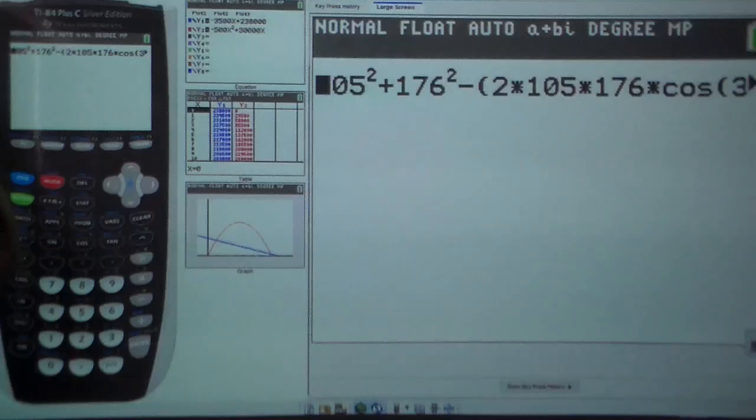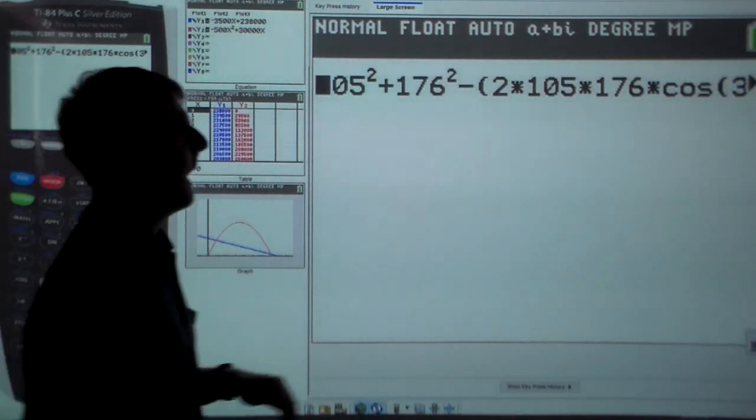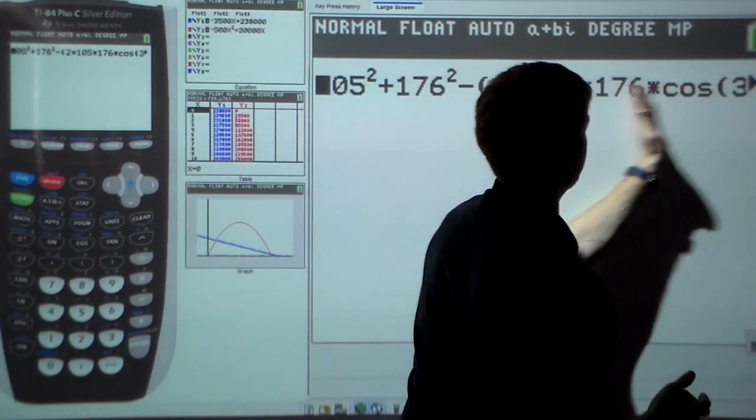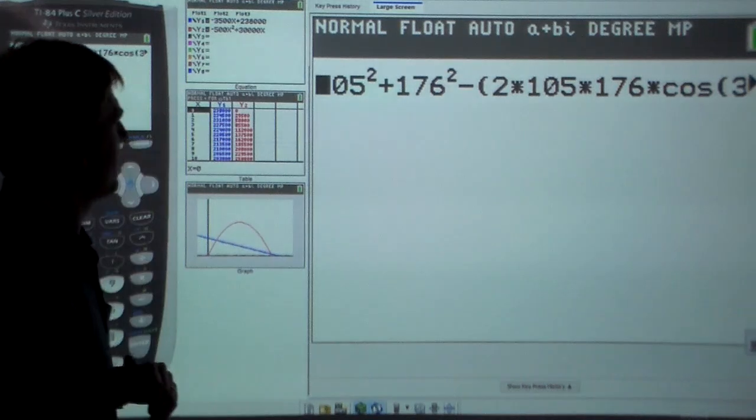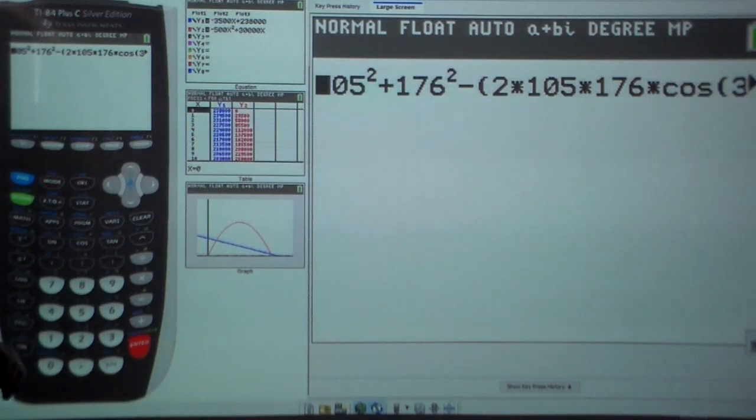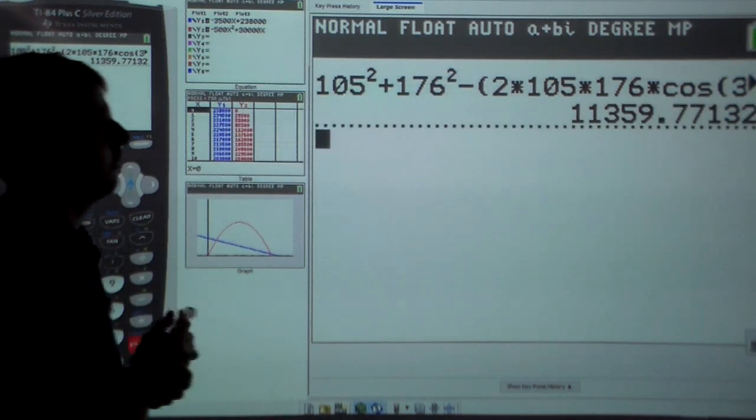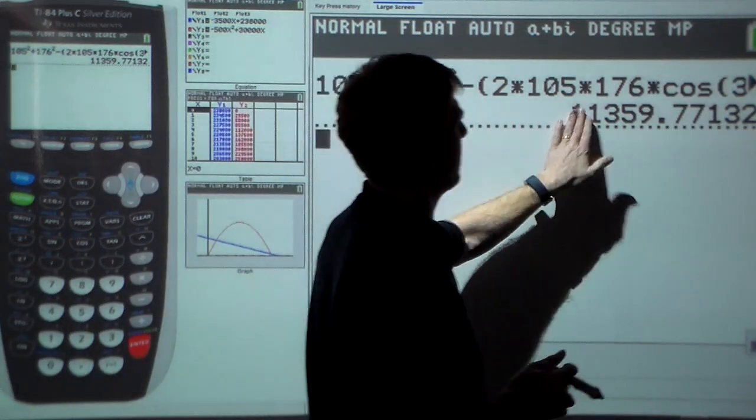Now I've already got this stuff loaded in the calculator. It's ready to go. I just put everything in one set of parentheses there, and that should be okay. And when I hit enter, I get 11,359.